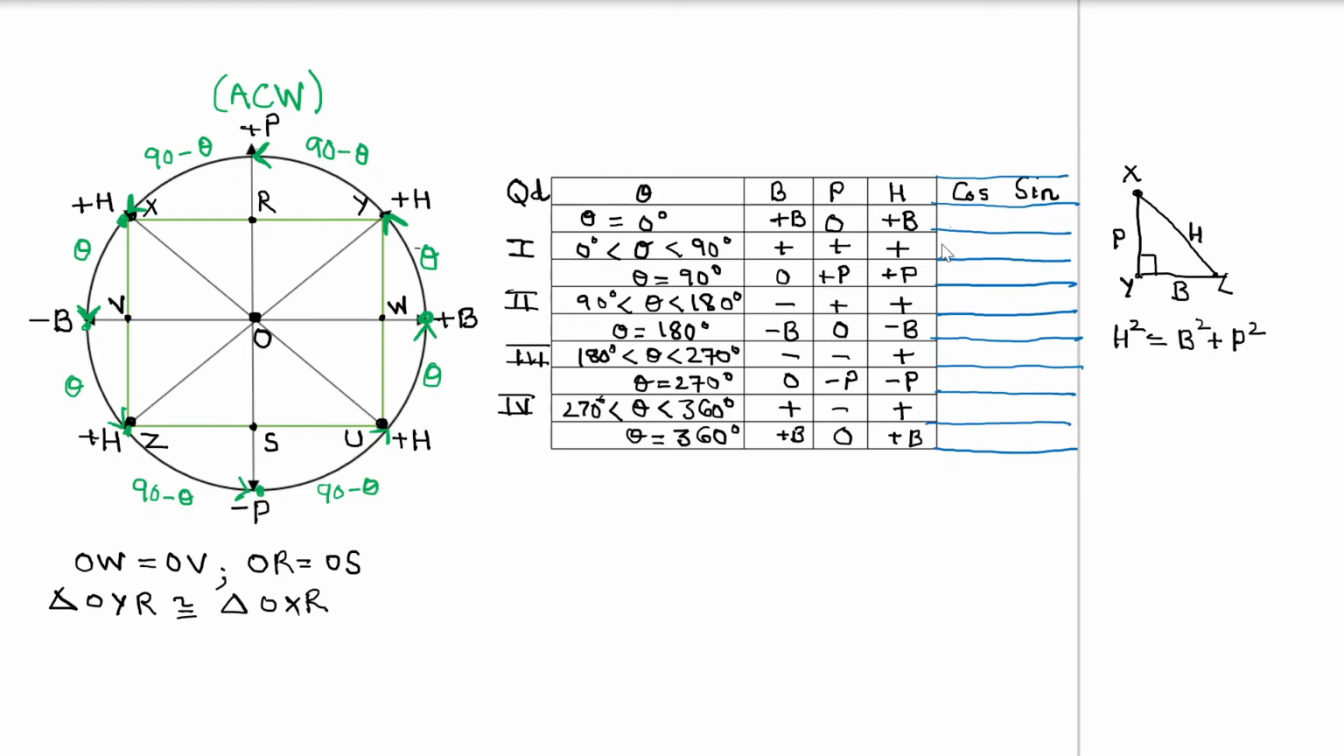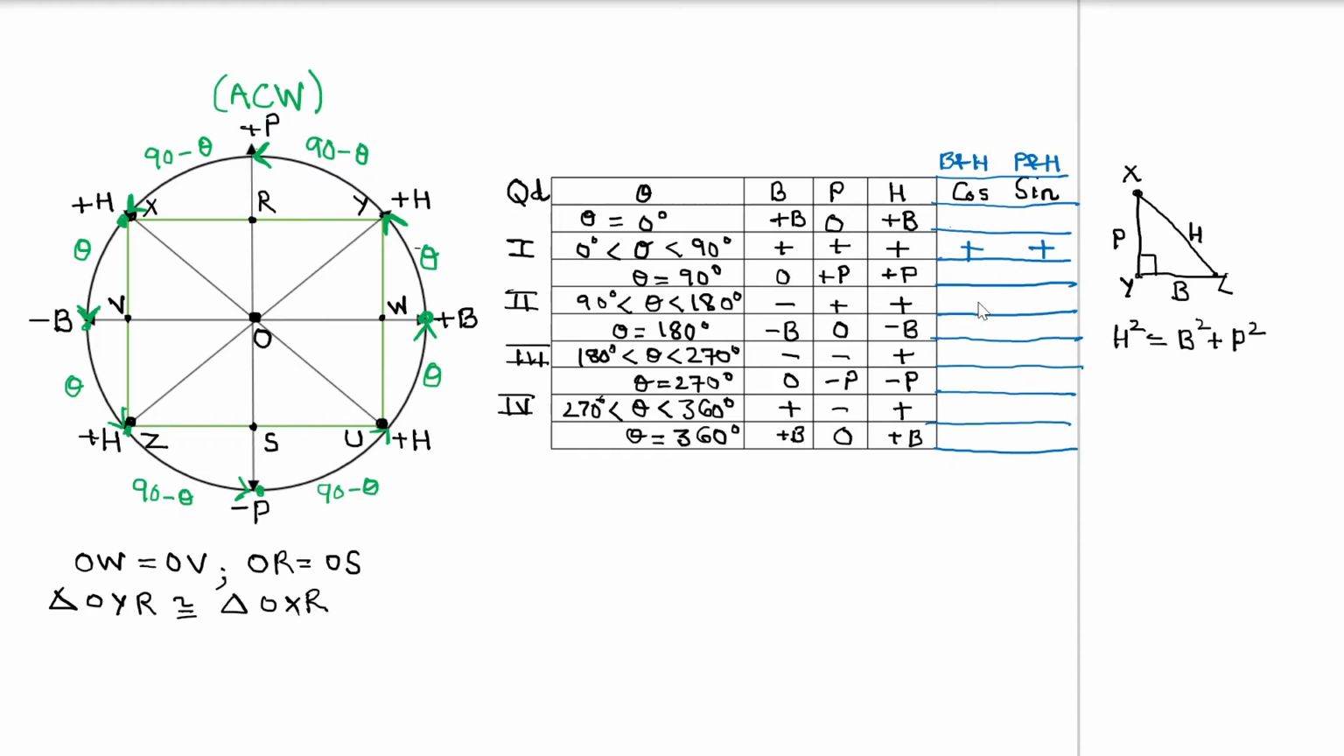Okay, so how much should be cos 0? Now we know that cos involves b and h. So let me first write it down here. Cos involves b and h, and sine involves p and h. Now it becomes very easy for you to find out whether the various trigonometric ratios of sine and cos in the four quadrants will be positive or negative. Now we know that in the first quadrant all three of them are positive, so sine and cos, both of them would be positive in the first quadrant.